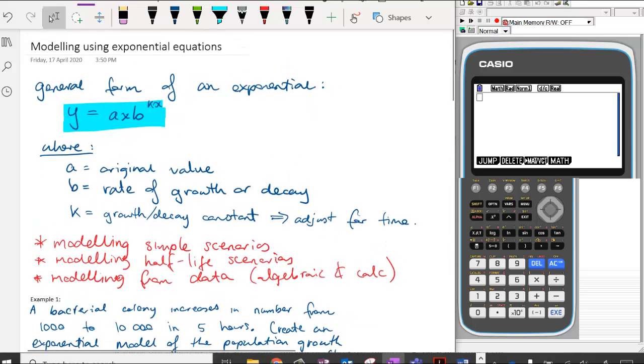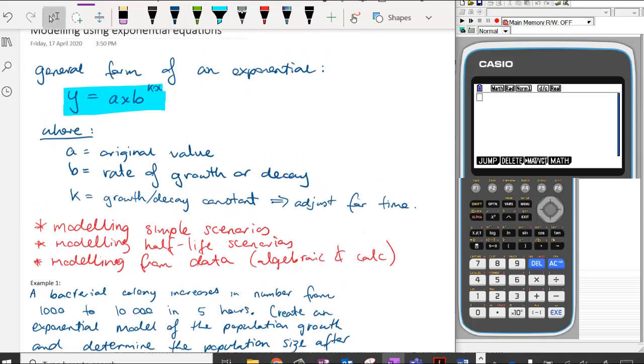So in this lesson, we're going to focus on modeling from simple scenarios. We'll look at modeling half-life scenarios, and then finally we'll look at modeling from data, both algebraically and with a graphics calculator. We'll jump straight into it as this is a review.